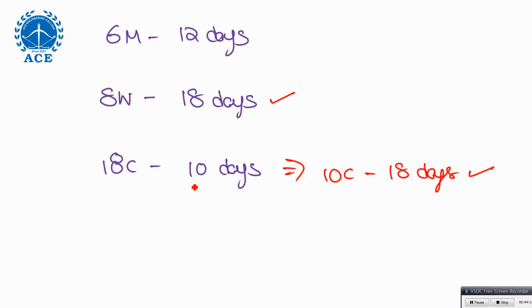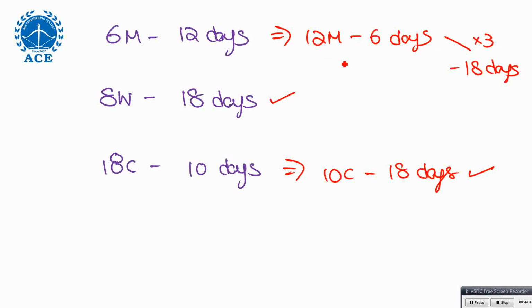Then we can swap this, as we already discussed. 18 children complete the work in 10 days or 10 children complete the work in 18 days, both are the same. Nothing wrong. So here I want 18. Two ways: first, I can swap, 12 men can complete the work in 6 days. Then number of days times 3 means number of people is divided by 3: more days means fewer people, so 4 men will come. So 4 men equal 8 women, 8 women equal 10 children.